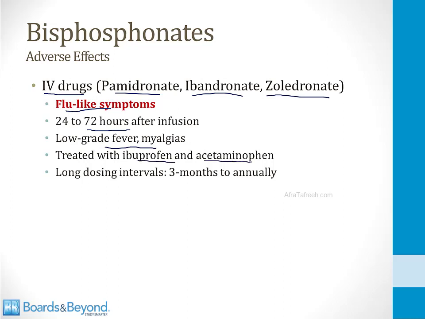The nice thing about the IV drugs in terms of bisphosphonates is that many of them are dosed every 3 months. Some are even dosed annually, meaning the patient just has to come into the infusion center once per year and get an infusion of the drug, and then they are set for another year.